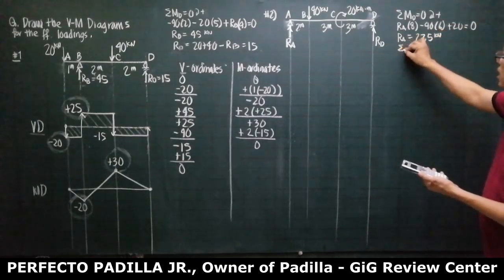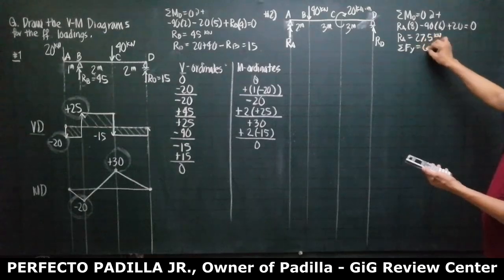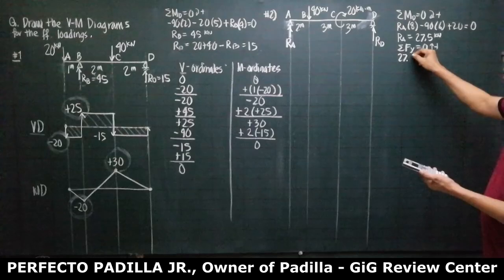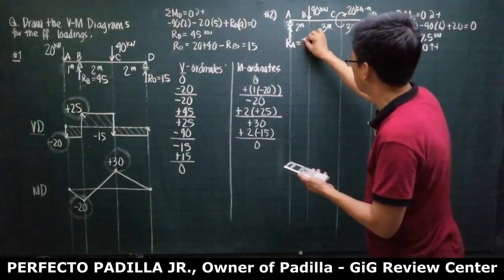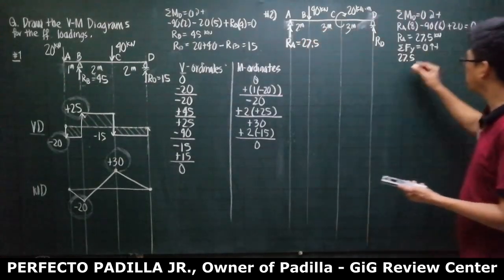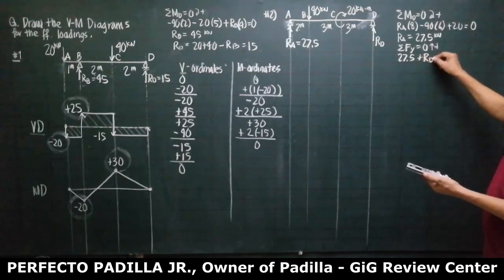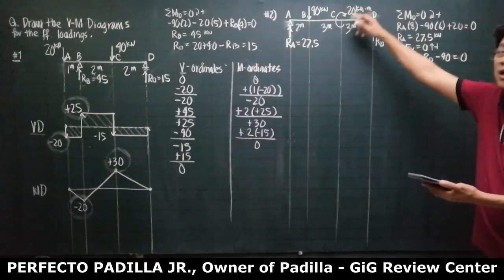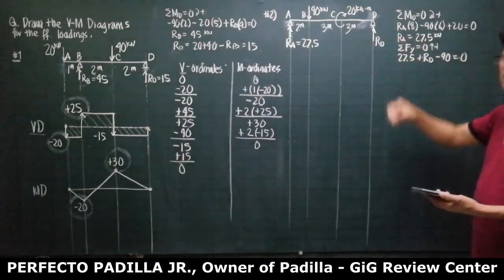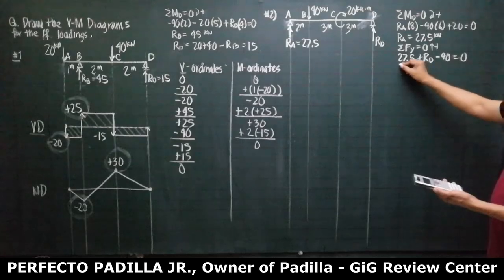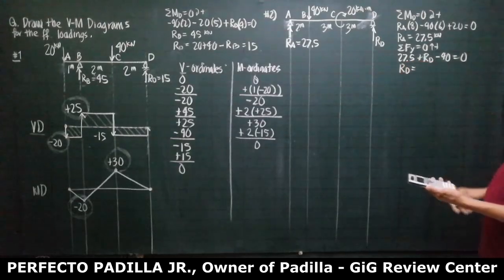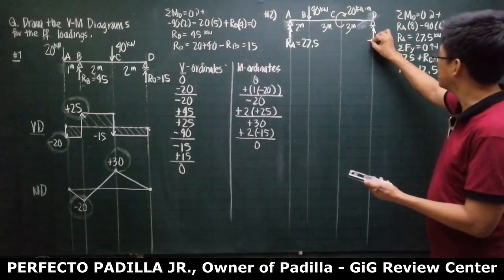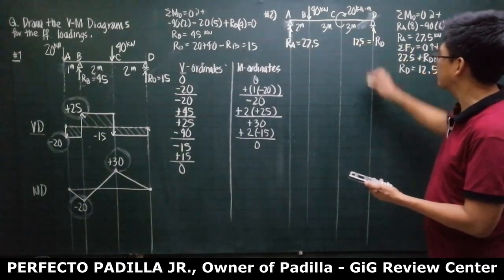kilonewtons. So if we take summation of forces along Y equals 0, upward force is positive, I have RA 27.5 plus RD minus 40 is equal to 0. This will not be part of the forces because that is a moment. So therefore, our RD here is going to be 12.5. Okay? So RD here is 12.5.